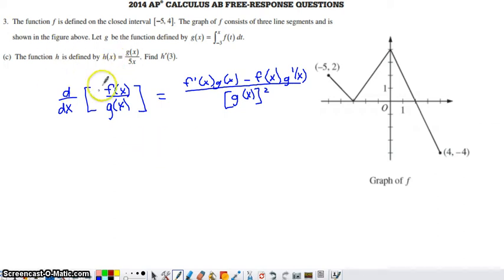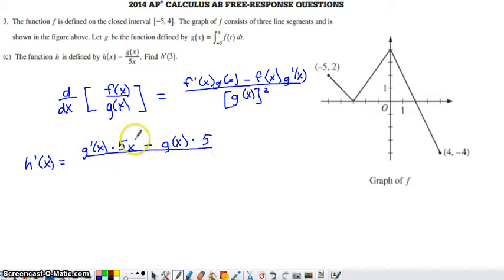But if we want to take the derivative of h, we're going to say that h prime of x is going to be the derivative of the top function. Well, the derivative of g is going to be g prime of x. We're going to have to multiply that by the original bottom function, which is 5x. We're going to have to subtract from that the original top function, which is g of x, times the derivative of the bottom, and the derivative of 5x is just 5. We're going to put that all over the original denominator squared.